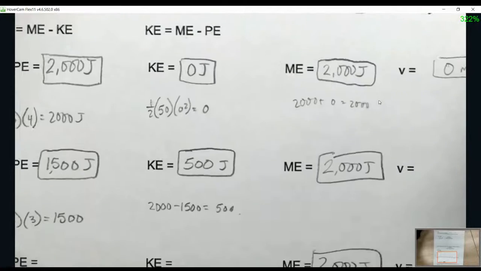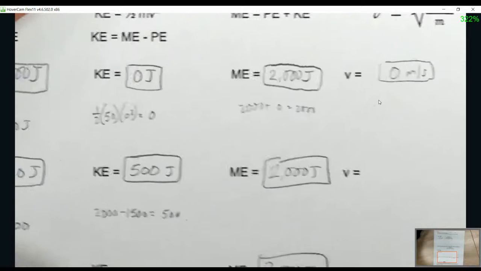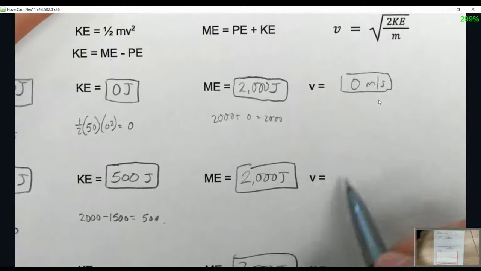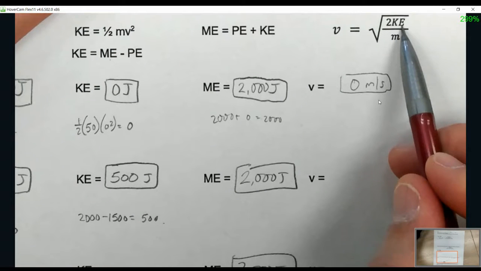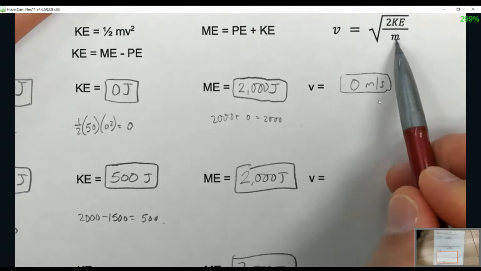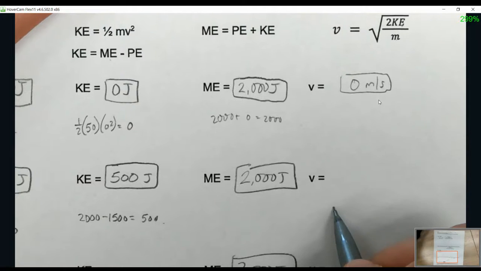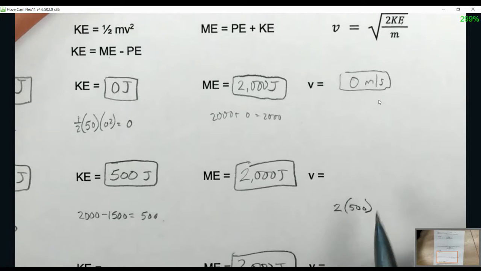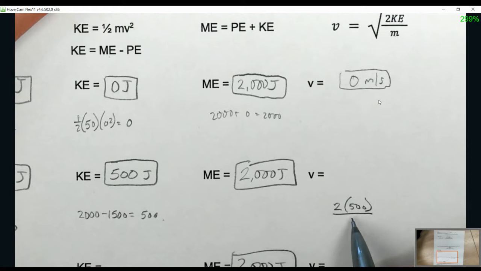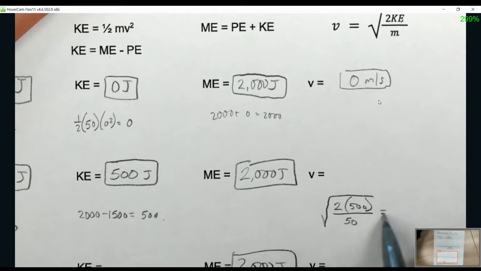Cool. Now, to find velocity, you need to take 2 times the kinetic energy divided by the mass and then square root it. So for part 2, 2 times 500 divided by the mass of 50 and square root this. It comes out to be 4.47.